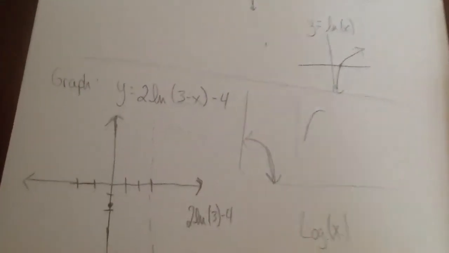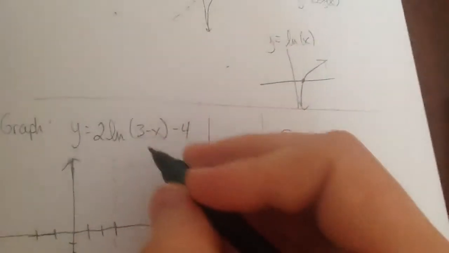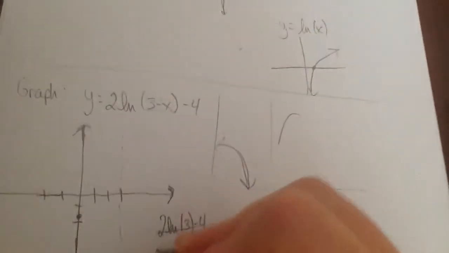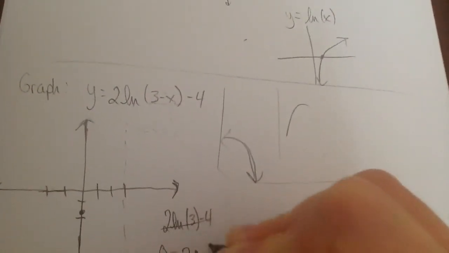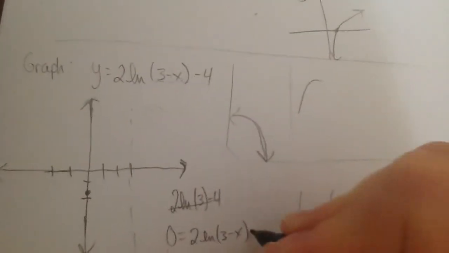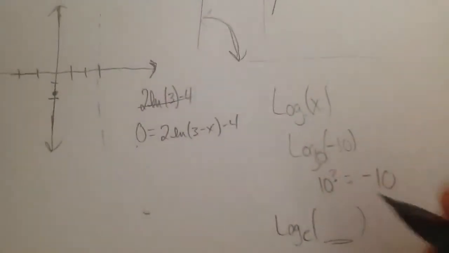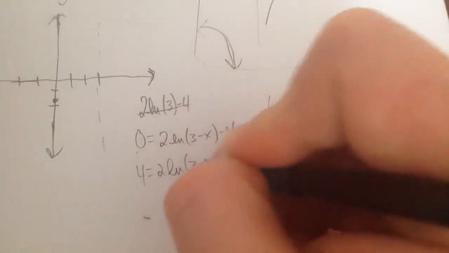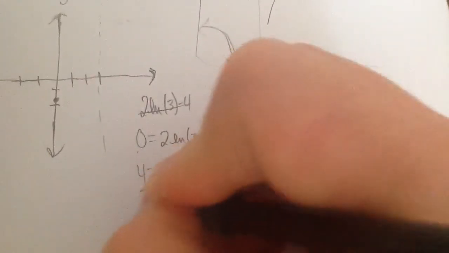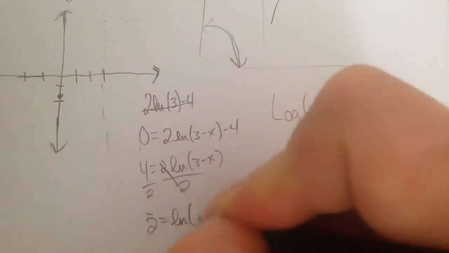If I want my x-intercept, I can go ahead and find that. Same thing. Now just plug in 0 for y. 0 equals 2 ln of 3 minus x minus 4. I'll add 4. Divide by 2. I get 2 equals the ln of 3 minus x.